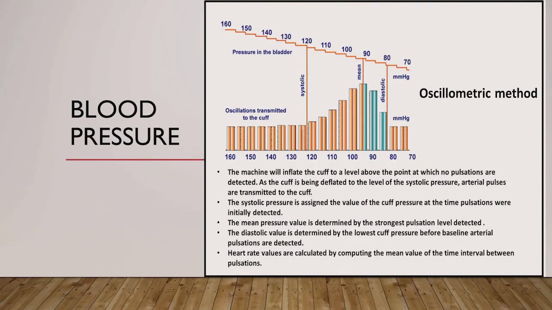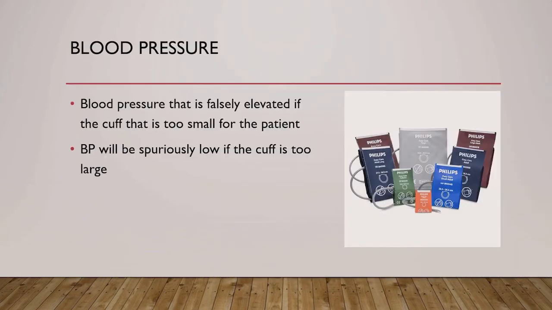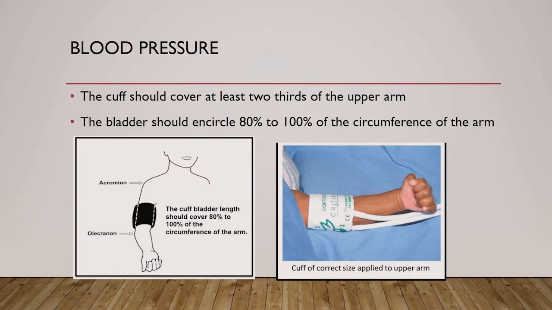So the blood pressure we monitor is by the oscillometric method that you all should know. And it's also available with different cuff size, range from adult to a small infant. And the blood pressure is falsely elevated if the cuff is too small. It will be very low if the cuff is too large for the patient. So this is the way to choose the appropriate cuff. The cuff should cover at least 2/3 of the upper arm, and the bladder should encircle 90% to 100% of the circumference of the arm.